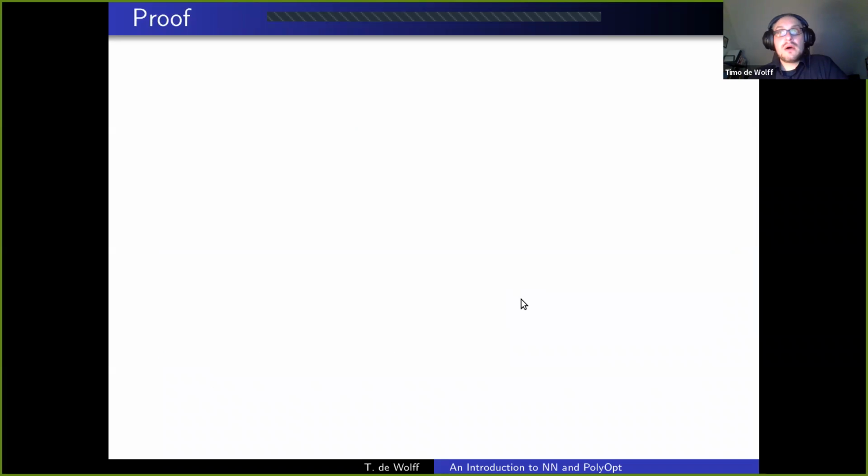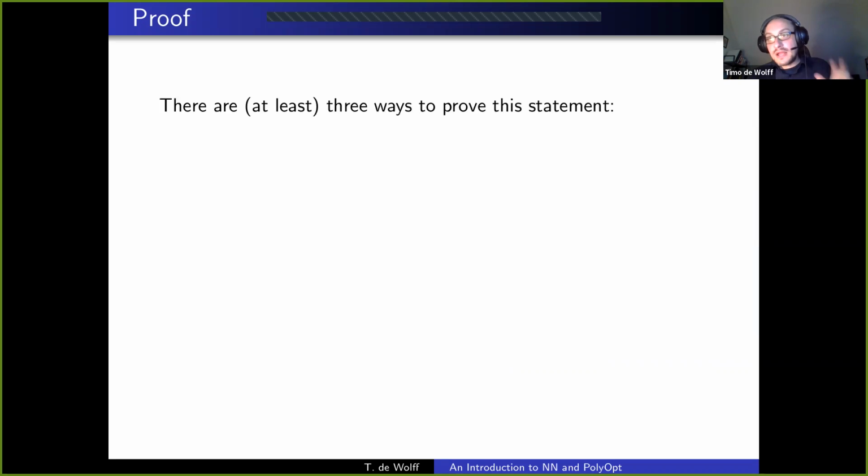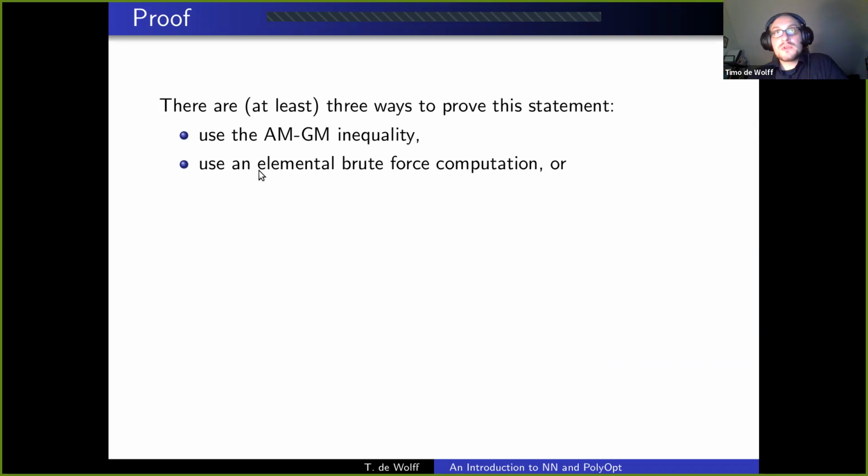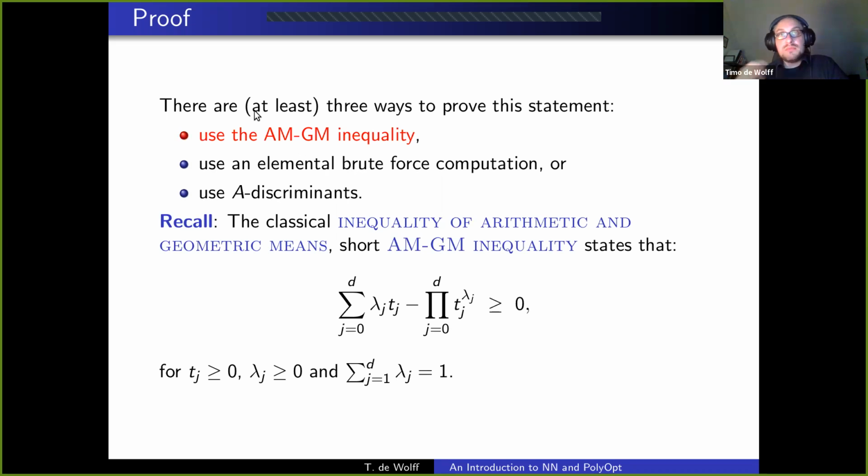Okay, now let me give you a quick idea about why this is true, about the proof. I know three ways to prove this. You can use what is called the AM-GM inequality to prove this. You can do a brute force computation using basically calculus 2. This is what we did in the first paper. And you can use something algebraic that's called A-discriminants that I don't want to talk about now. Let me use the AM-GM inequality.